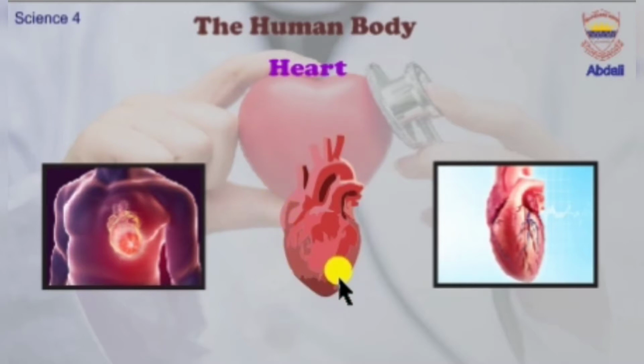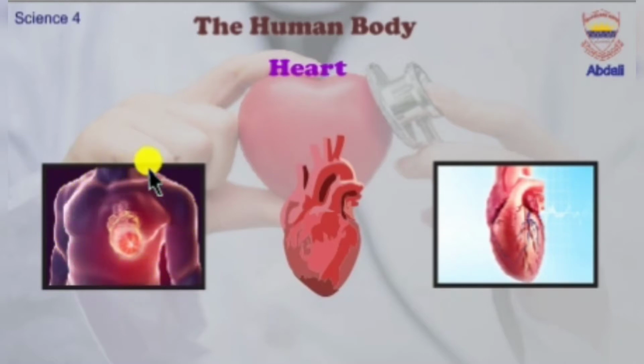The heart is a muscle. Can you define the heart? The heart is a muscle. Our heart is a muscle.